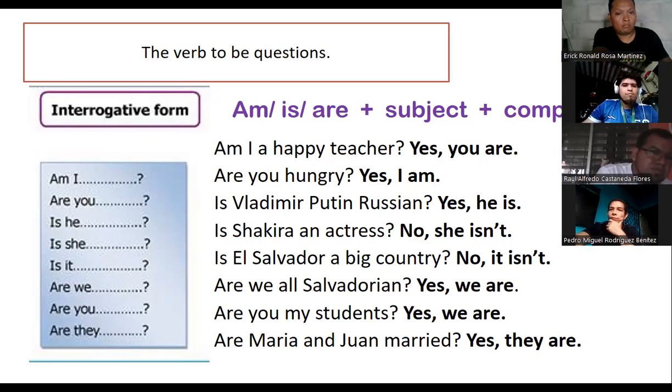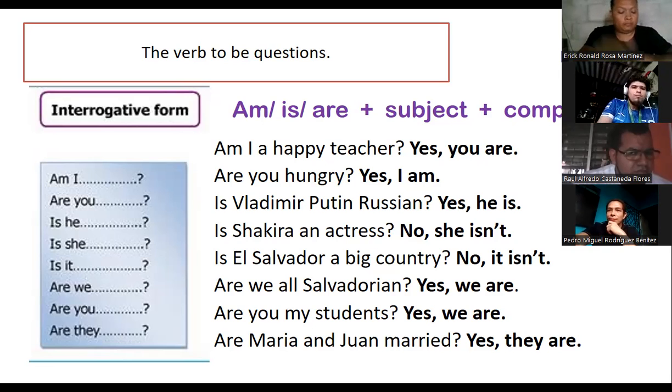Yes, he is. No, he isn't. Are you a teacher? Yes, I am. Muy bien, Susan. Are you a teacher? A ver, hagamos la pregunta. Otra pudiera ser, is your last name Castaneda? Raúl, is your last name Castaneda?